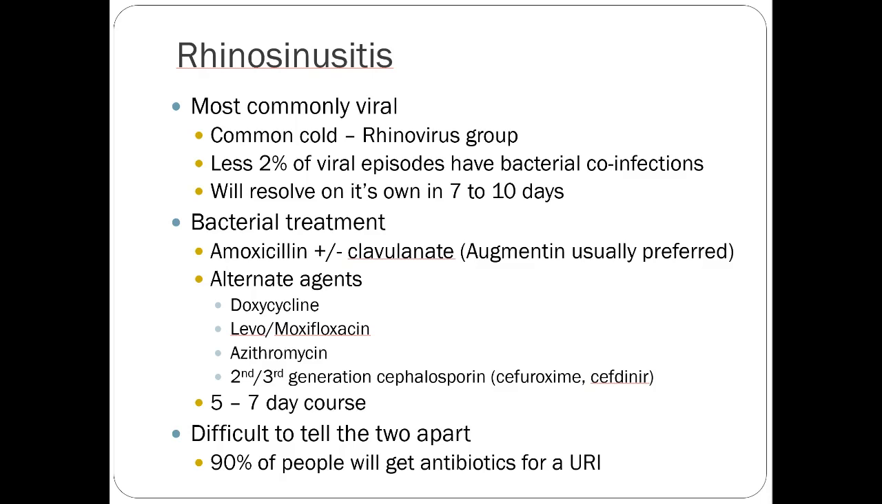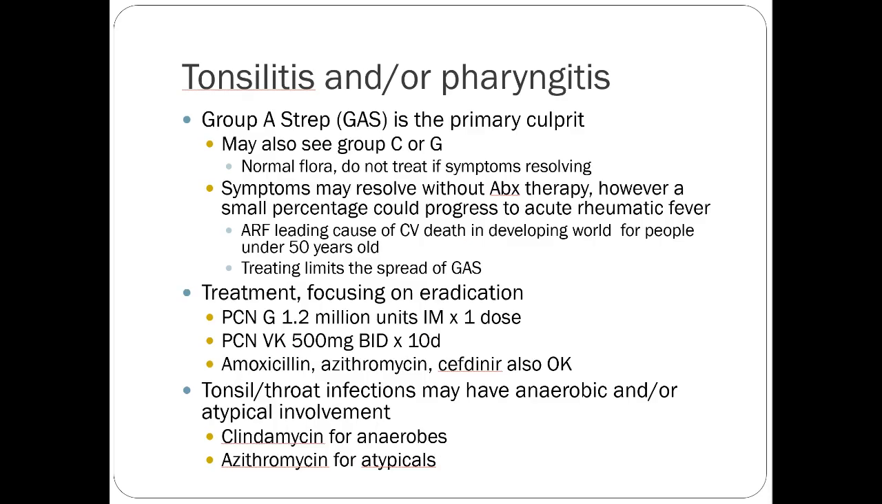Difficult to tell the two apart. 90% of people will get antibiotics for an upper respiratory tract infection based on some studies. So again, this is a huge area of inappropriate antibiotic prescribing. It's probably an area we should work on clamping down, but I'll leave that to you guys. It's not really my cup of tea. All right, they don't let me prescribe yet. Well, I can technically. Anyway, we'll talk about that later.